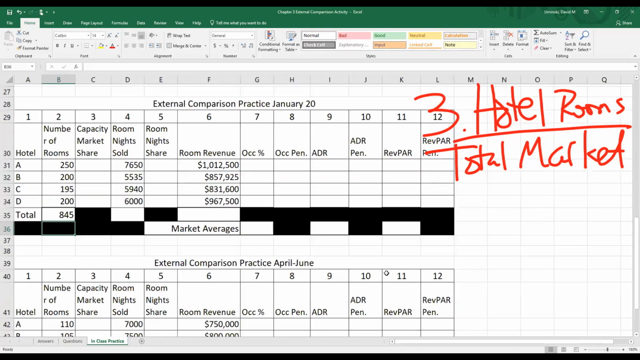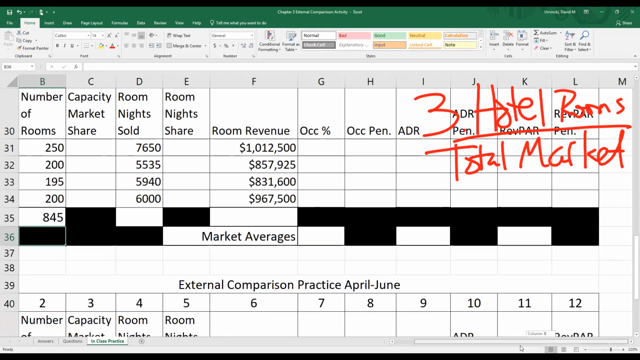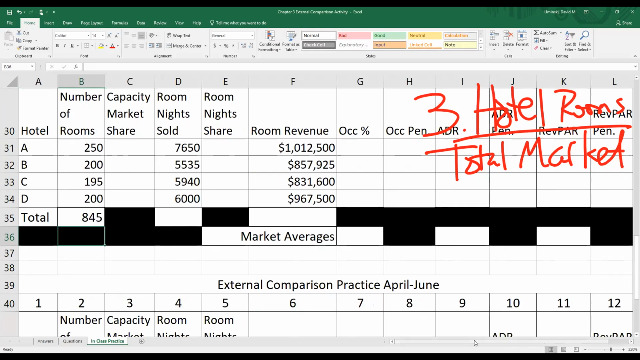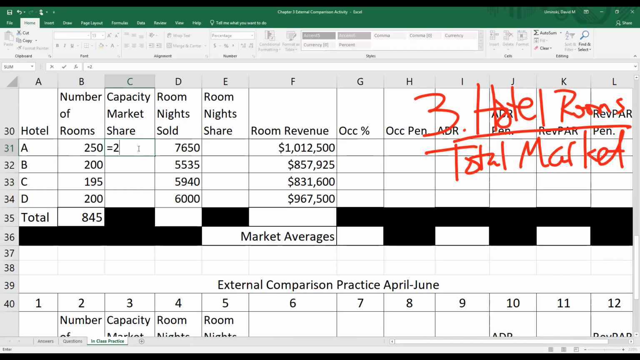Let me make this even just a little bit bigger. Are we good so far? We got 845. So now we're going to divide each hotel's number of rooms by that total. For example, for column number 3, for hotel A, we would do 250 rooms divided by 845. And it's going to give you a percentage with 1 decimal place.